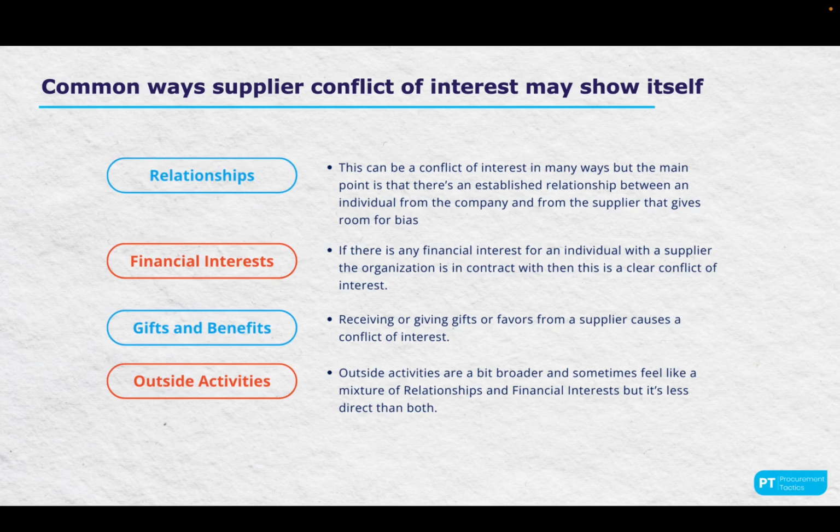The next one is gifts and benefits. Receiving or giving gifts or favors from a supplier causes a conflict of interest. This is because these actions can cause a sense of obligation to whichever party is involved. In turn, objectivity between the persons involved is compromised and business decisions will no longer be in line with the company goals.